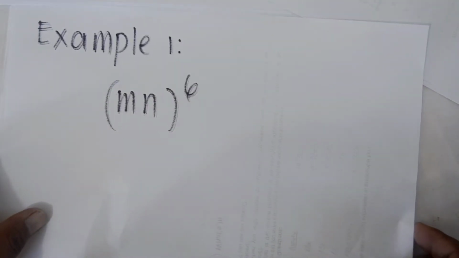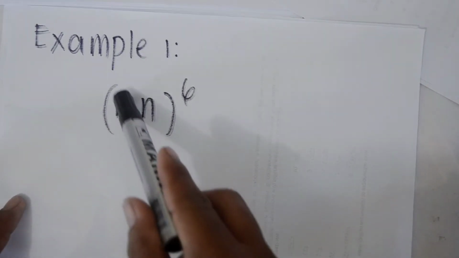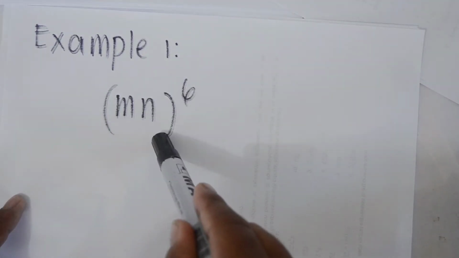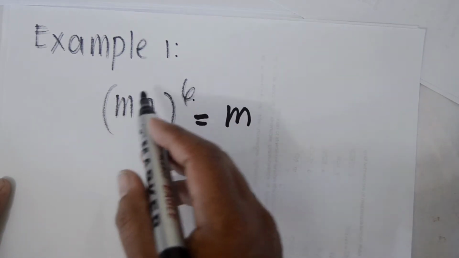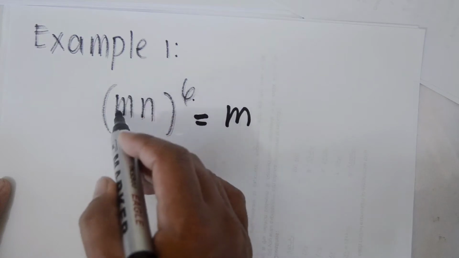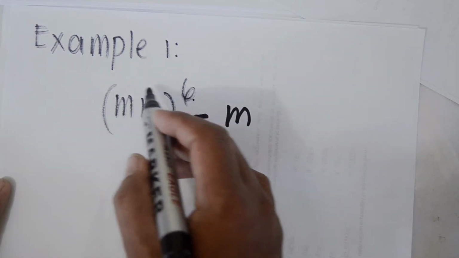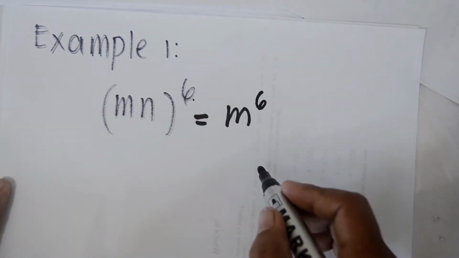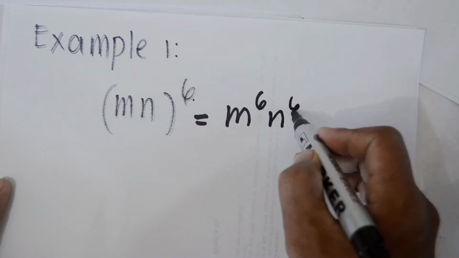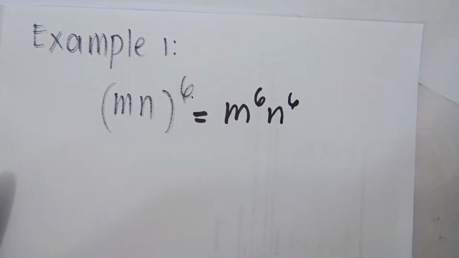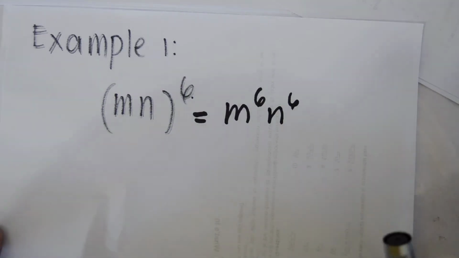Example number 1, the quantity of m times n raised to the power of 6. So just following the rule, copy m. 6 is distributed to each variable here. 6 times 1, we have 6. Then copy n. 6 times 1 is equal to 6 also. So that is our final answer. M to the power of 6, n to the power of 6.